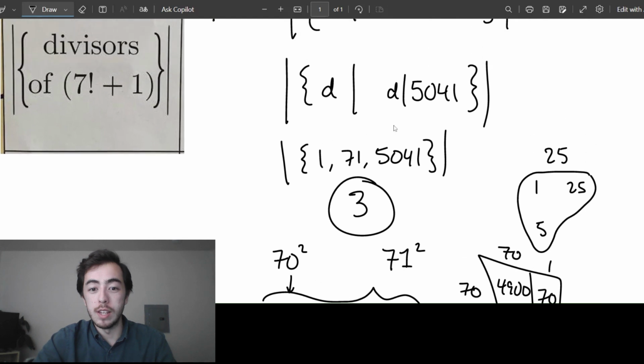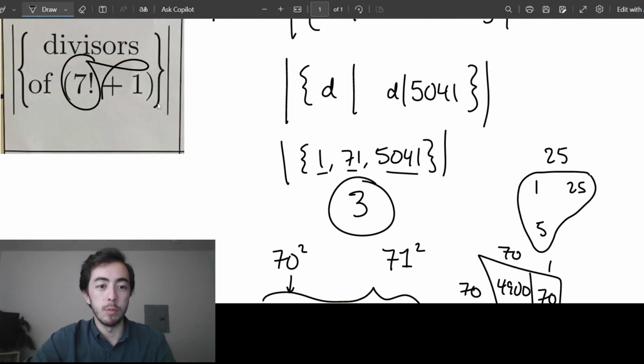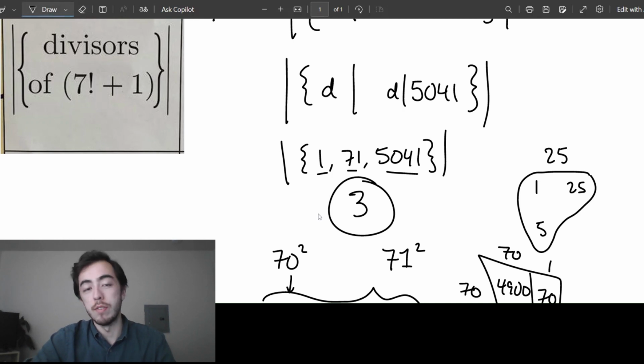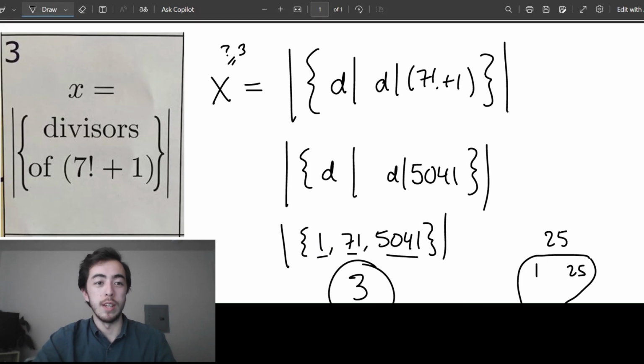That does mean that these are the only 3 divisors of 7 factorial plus 1. And so since I have 3 numbers in my set, that means that the size of the set is 3. So x is equal to 3, and we're all done.